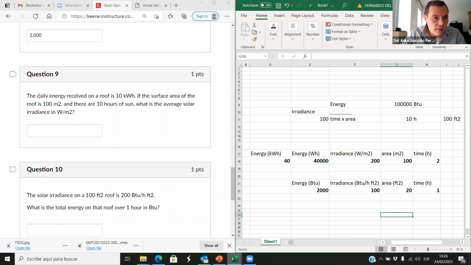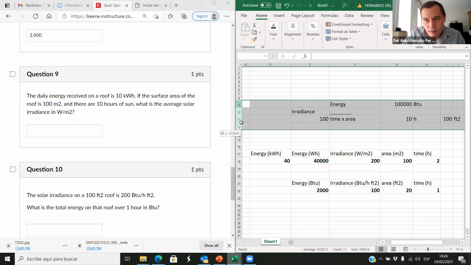Question 9, the daily energy received on a roof. So here we have to work with this. We are receiving 10 kilowatt hours. Okay, so I think we can open another.